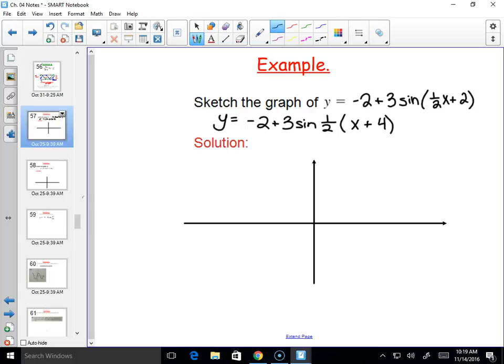Half of 4 is 2, but how could you do the math? Remember, when you factor out a 1/2, you divide. What's 2 divided by 1/2? Ooh, what's 2 times the reciprocal of 1/2? 2 times 2 is 4. Okay? All right, now this is the form that we want.